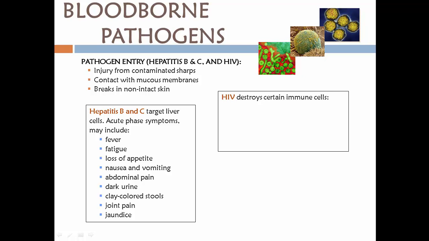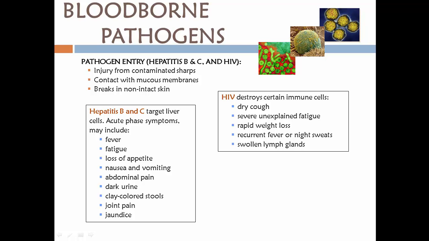The human immunodeficiency virus attaches to and destroys a type of white blood cell, the CD4 T cell. As these are destroyed, certain infections and some cancers that would not affect healthy individuals emerge, a condition known as AIDS or acquired immune deficiency syndrome. Symptoms may include dry cough, severe unexplained fatigue, rapid weight loss, recurrent fever or night sweats, and swollen lymph glands. There is no cure for HIV, but antiretroviral drugs can decrease viral load to preserve immune function.